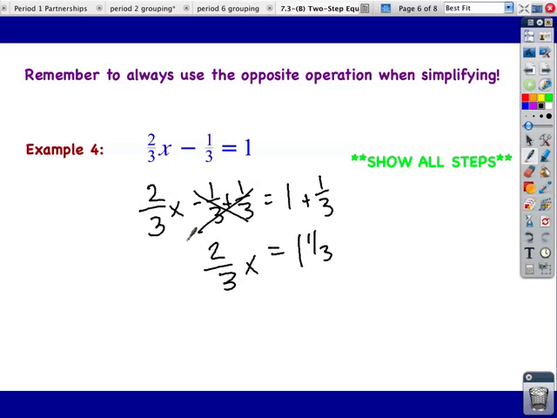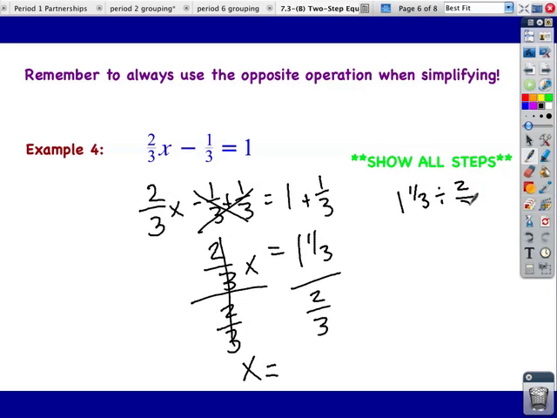Well, we need to divide because this is 2/3 times x. So we're going to do the opposite. So we're going to divide both sides by 2/3. These cancel. We're left with just x equals, and then whatever this is. So I'm going to write this out. 1 1/3 divided by 2/3. First thing I'm going to do is convert this into an improper fraction. So that would be 4/3. Then I'm going to keep that, change, and flip. Okay, I'm going to cross simplify and multiply across, and I get 2 over 1, or 2.